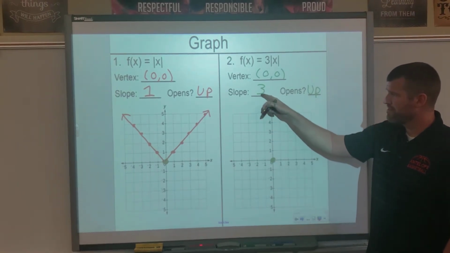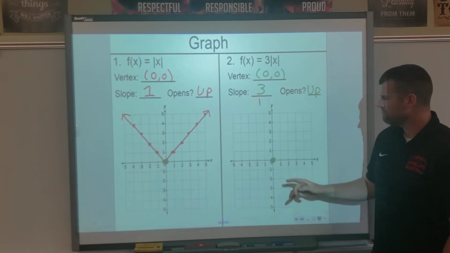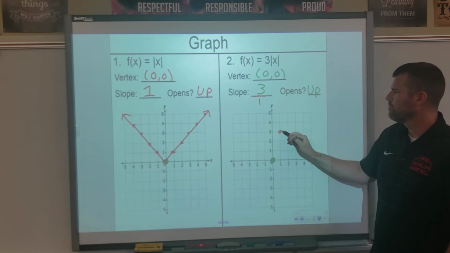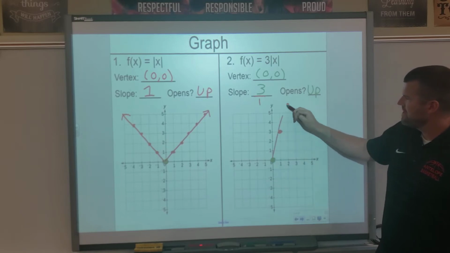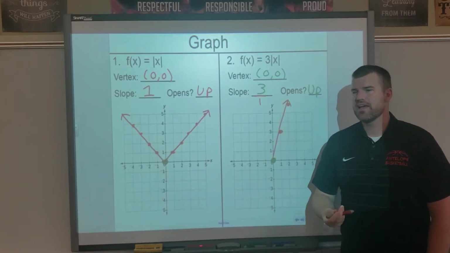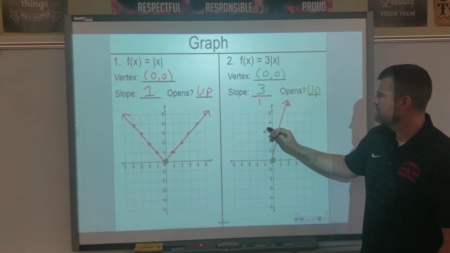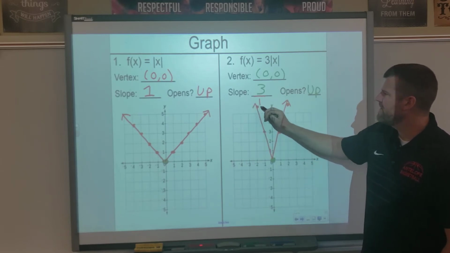Well, our slope is 3, which is the same as 3 over 1. So from my vertex, I'm going to count up 3 over 1. Up 3, I got to go a little bit off the graph, over 1. And so that side of the graph looks like that. And then the other side of the graph, we know it needs to be a mirror image. So I'm going to go up 3, but backwards 1, up 3, backwards 1. And we get a nice V shape, right?